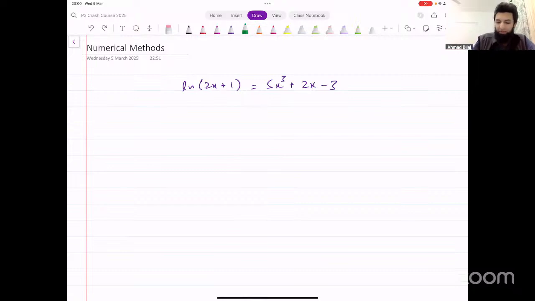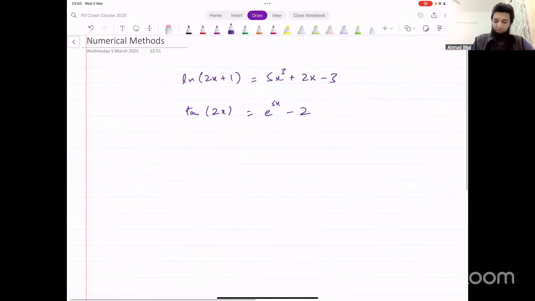And then you might have an equation that looks like this. For instance, you have a trigonometric function on one side, maybe tan of 2x, and on the other side, something exponential, e raised to power 5x minus 2. Now, what if you have an equation that looks something like this, or any other random equation that you do not know how to solve? How would you approach equations like these? How would you solve these equations? That's the question. We don't have any algebraic methods, at least in our syllabus, that we can use to solve any of these equations.